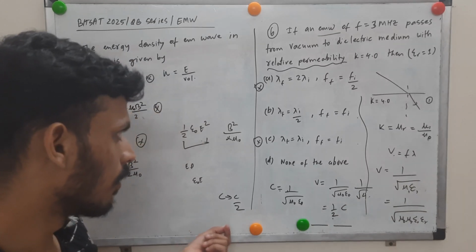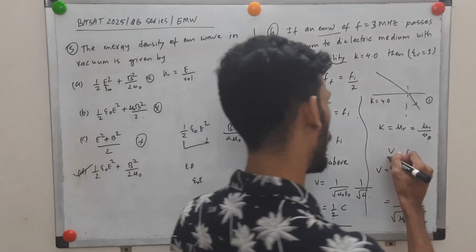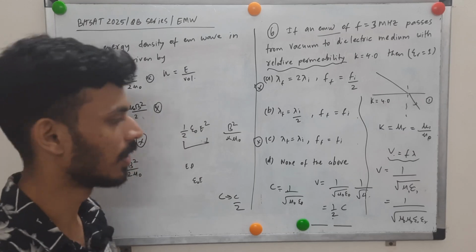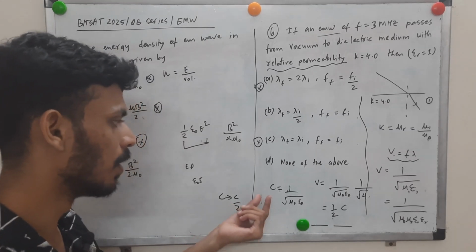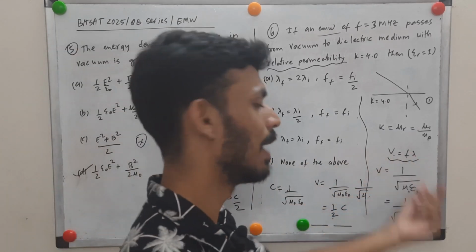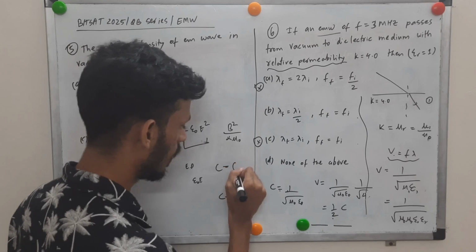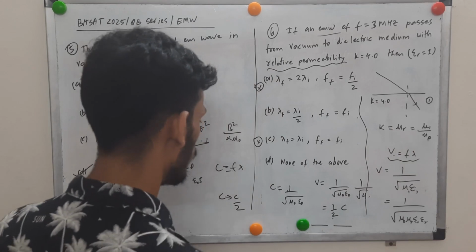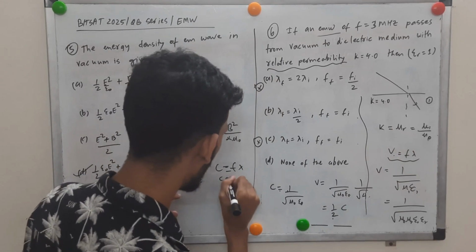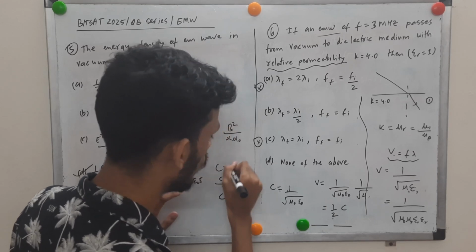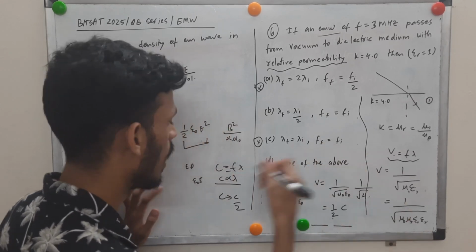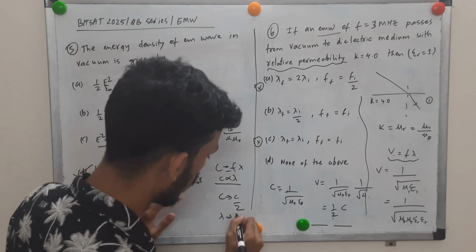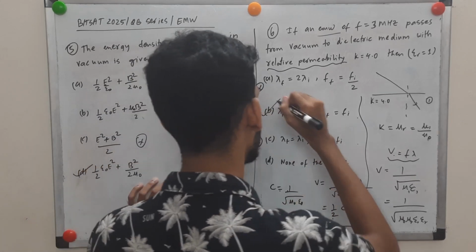So frequency remains the same. What should happen to the wavelength? It should also become half. C has to become C by 2, so lambda has to become lambda by 2, because c is equal to f lambda. So c is proportional to lambda, because f is constant here. Frequency is not changing; I told you it depends on the source only. So c becomes half, so lambda also becomes half. So this option is correct.